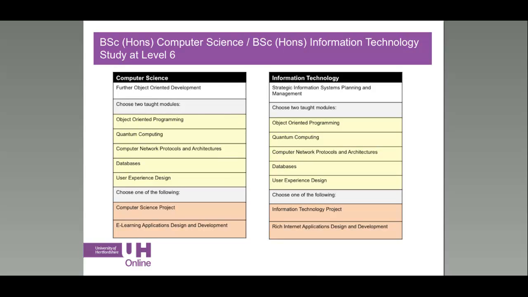Level 6 is the final year of the program. And once again, you will study 120 credits. Two of the modules you will study will be award specific. The remaining modules will be optional. Both computer science and information technology students will be required to undertake an individual project.